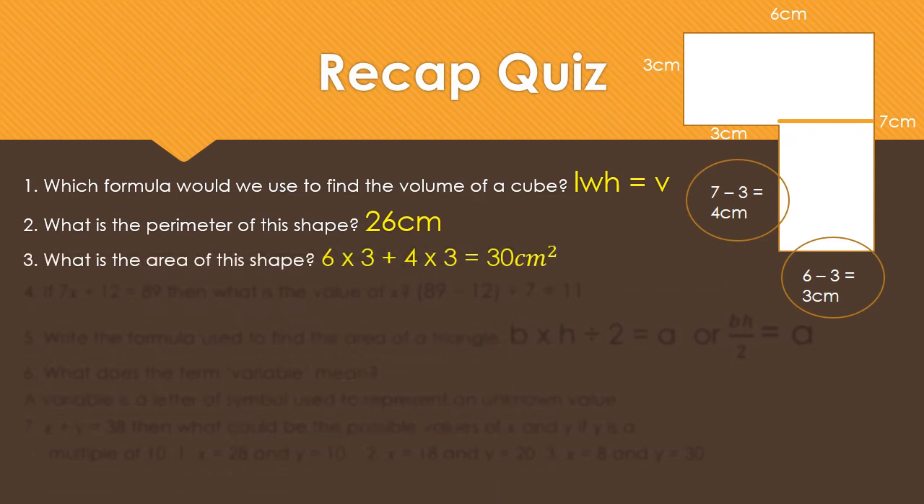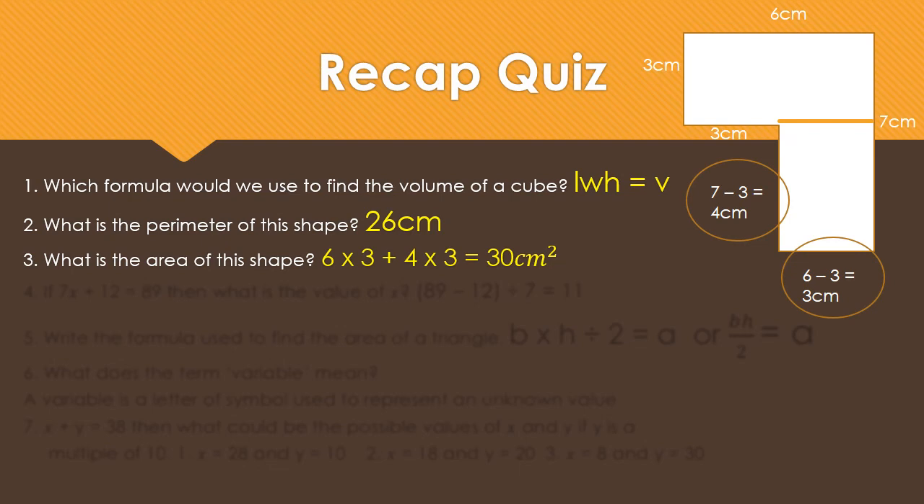Number 3. What is the area of this shape? So looking at the same shape, we can use the information that we just obtained to help us. Now you're probably wondering why I split this shape into 2 rectangles. Well, now hopefully it'll make a bit of sense. It's much easier to find the area of the shape when it's a rectangle.